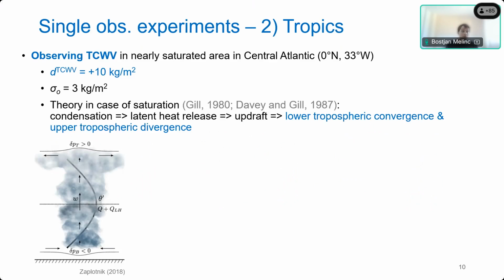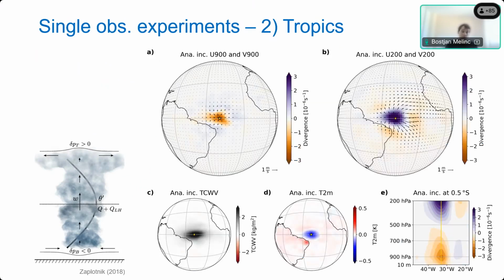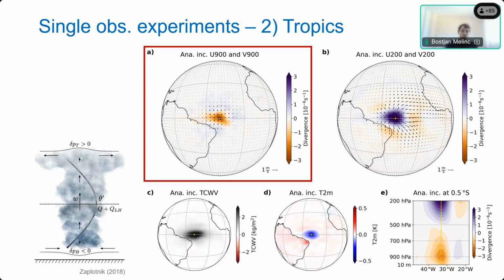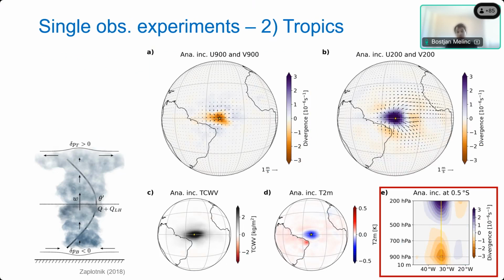And now another example in the tropics, where this time we have a total column water vapor observation with positive departure in a nearly saturated area in Central Atlantic. Our goal here is to induce saturation, and the theory in case of saturation says that eventually this will lead to lower tropospheric convergence and upper tropospheric divergence, and that's exactly what we see here. Our analysis increment has lower tropospheric convergence, upper tropospheric divergence, and a continuous transition between them.